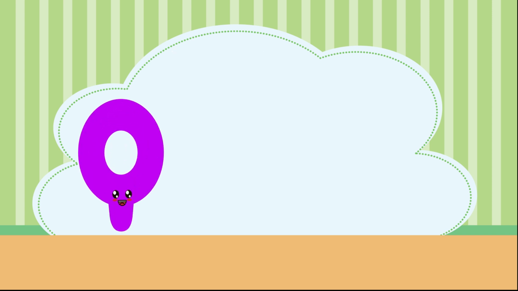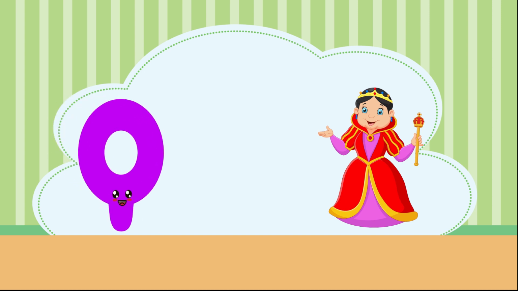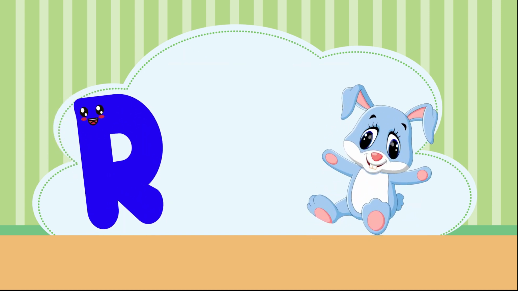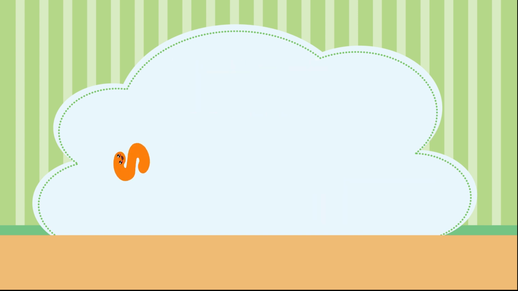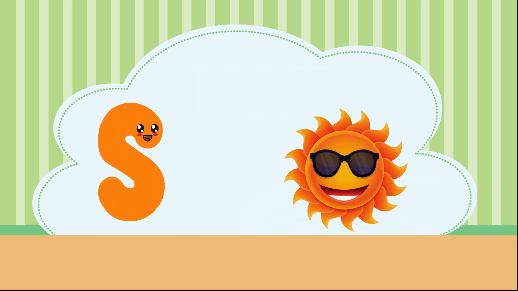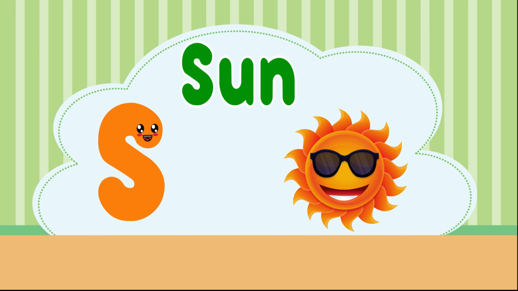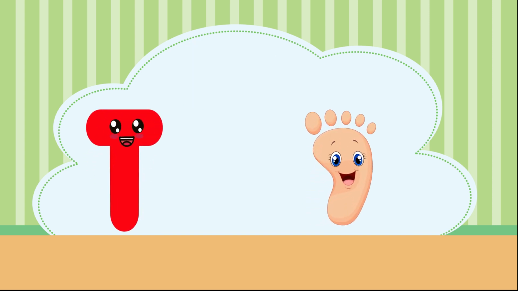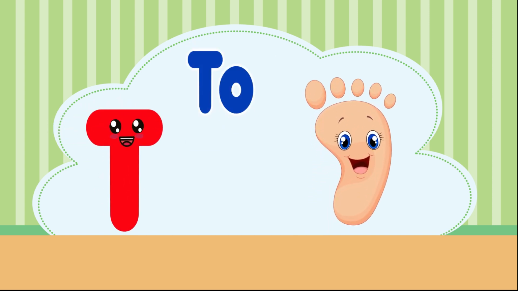Q is for queen, k, k, queen. R is for rabbit, r, r, rabbit. S is for sun, s, s, sun. T is for toad, t, t, toad.